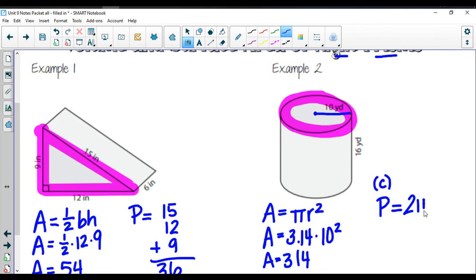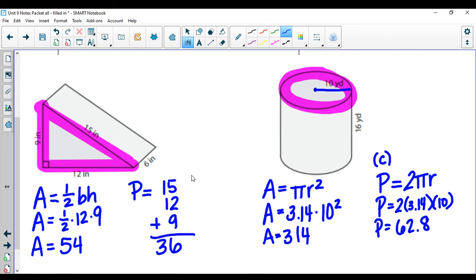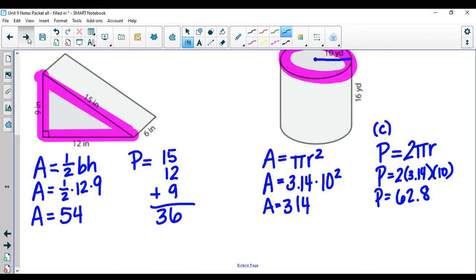For the circumference, our formula is 2 times pi times r. So we're going to plug in 2 times 3.14 times 10. So 2 times 3.14 times 10 is going to give us a perimeter of 62.8. So that's going to be our first 2 examples that we have here. This is all we're doing today to get us prepped to talk about volume and surface area of cylinders.